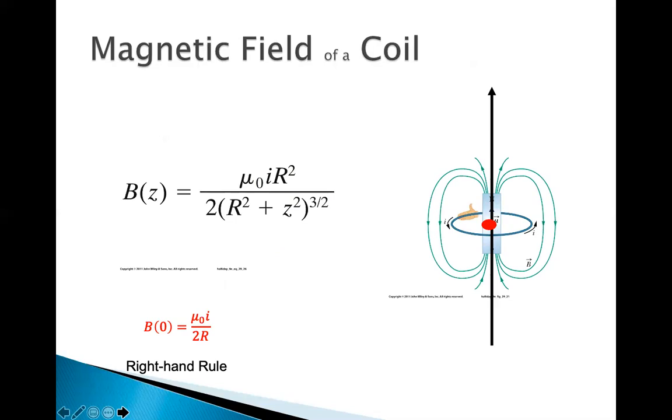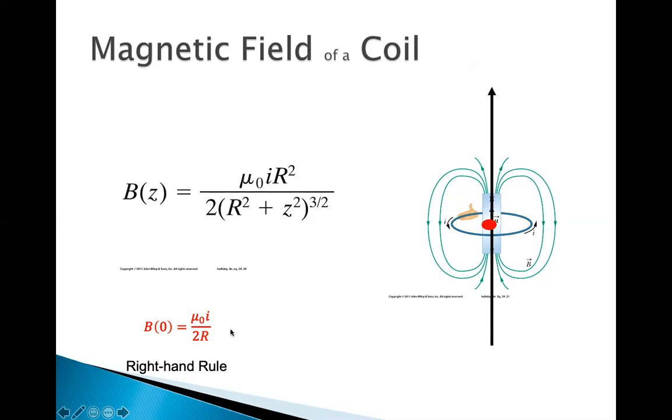Next example we're going to look at is a current loop. So we see the right-hand rule. If the right hand wraps around this, the thumb points the direction of the magnetic field, and the hand represents the direction of current. Generally, if the point is a distance z along the vertical axis in the page, that's the equation B as a function of z, the magnetic field.